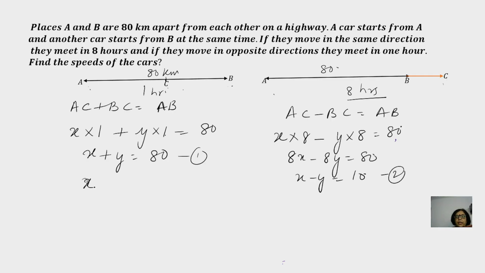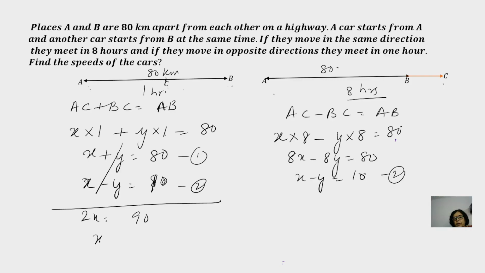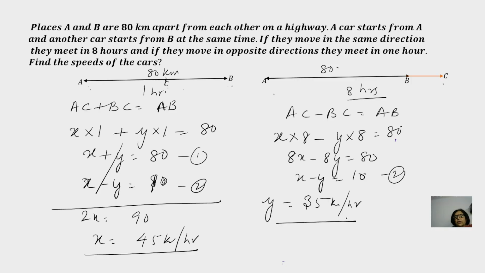Now, putting the second equation below the first one, this is equal to 10. And adding the two equations, you get 2x is equal to 90. So x becomes equal to 45 kilometers per hour. That is, the speed of the first car is 45 kilometers per hour. So the speed of the second car y will be 80 minus 45, that is 35 kilometers per hour. So that is how we need to frame these equations and solve the questions here.